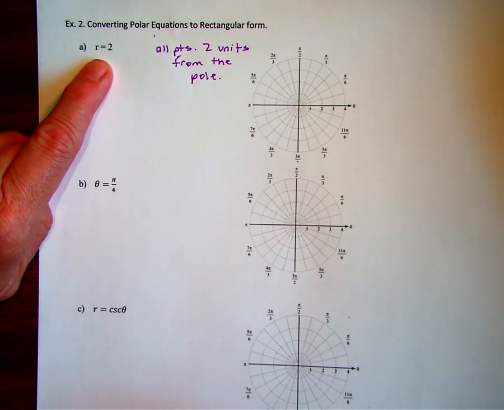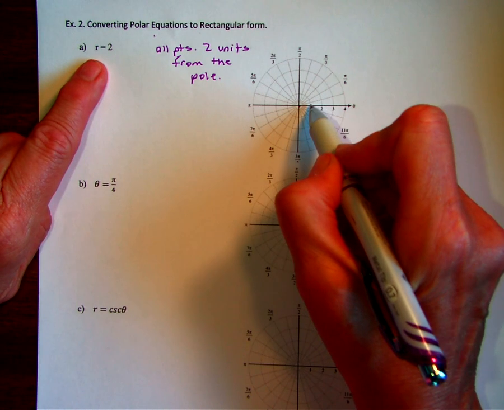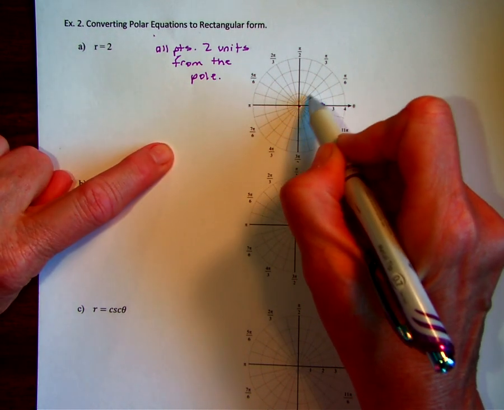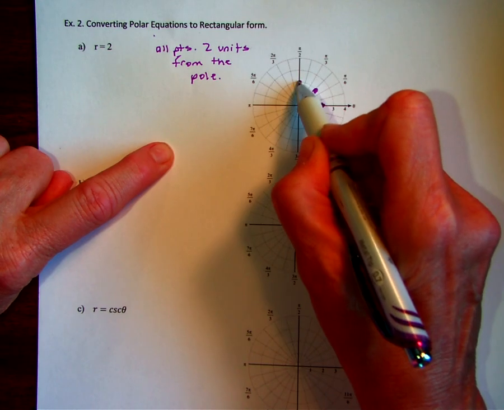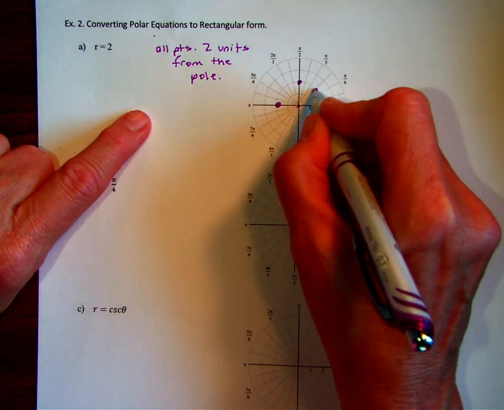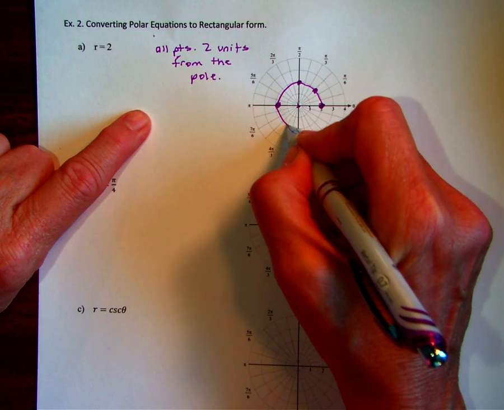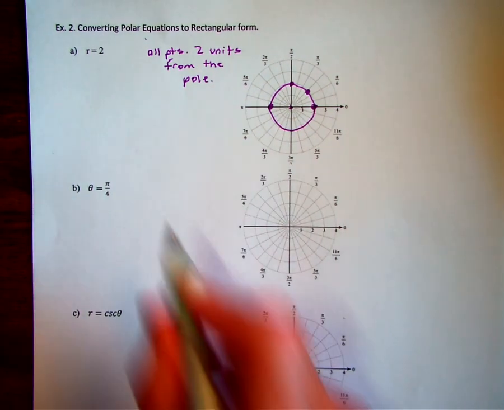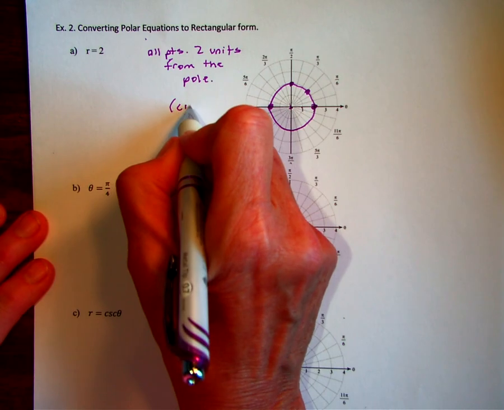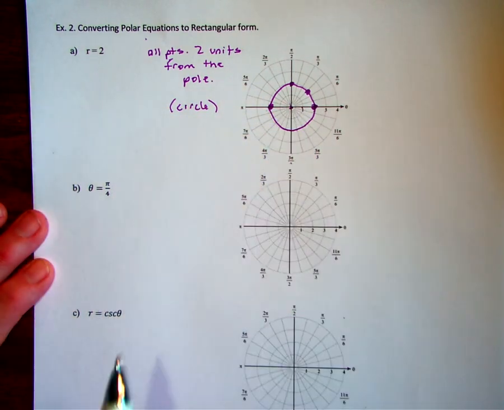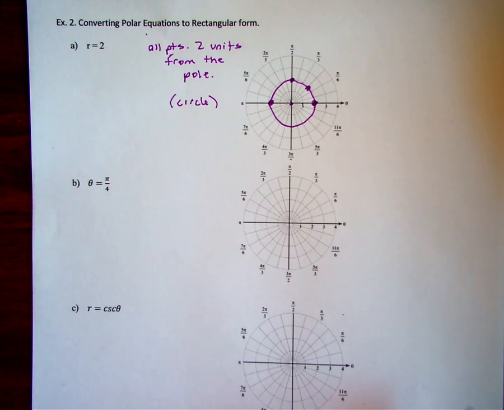All right, r is 2. So if I go to the pole and I walk out 2, and I walk out 2, and I walk out 2, and I walk out 2, you can of course see I'm going to end up with a circle on the ring that's 2. So I'm going to get a circle, because everywhere if I walk out 2, the radius is the same distance.